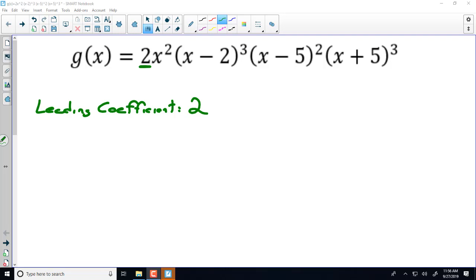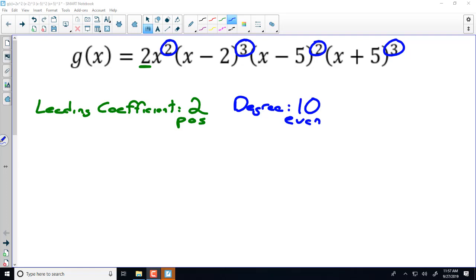Then we'll identify the degree of our polynomial. The degree is found by adding up the powers on the different factors. Now it turns out that that x squared in front does count as a factor, so the powers we're going to add up are 2, 3, 2, and 3. 2 plus 3 plus 2 plus 3 is going to be 10, which means we have a positive leading coefficient, and we have an even degree, which tells us that our end behavior is going to be up on both sides. There's only 4 types of end behavior, and they're determined by whether the leading coefficient is positive or negative, and whether the degree is even or odd.